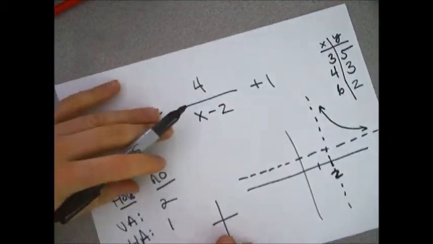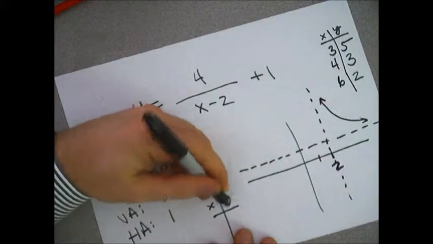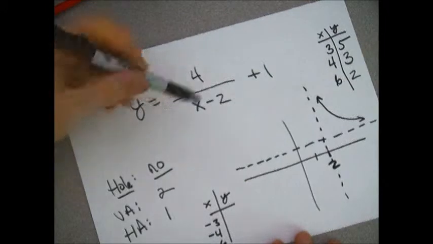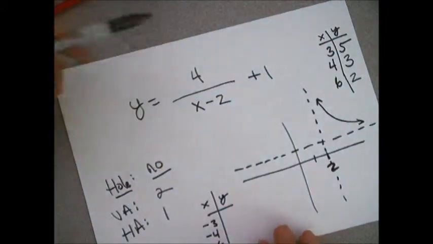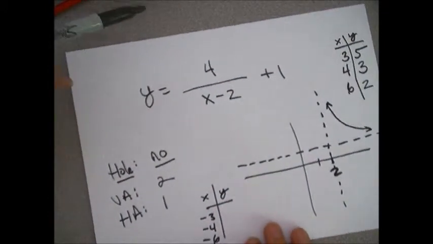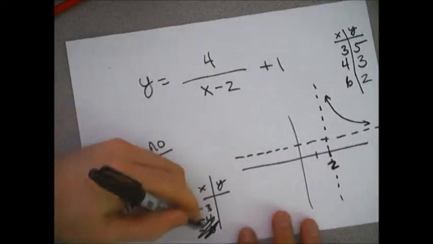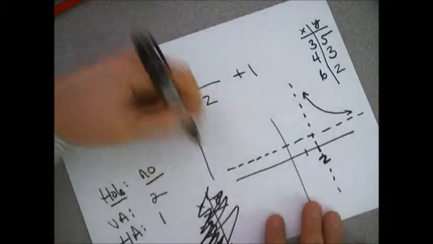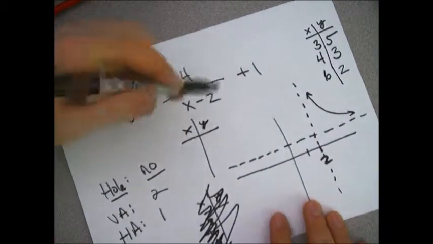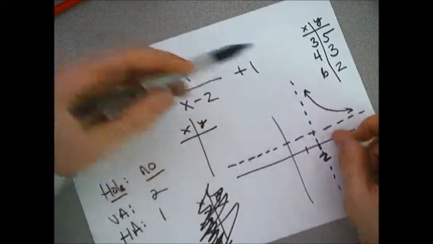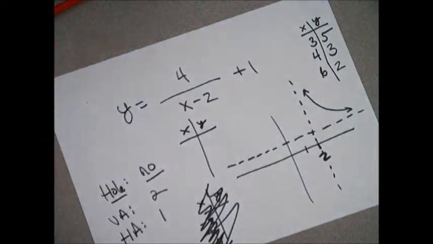Now, we need to do the same thing over here, but what is convenient about this? If I plug in -3, -4, and -6, I'm going to get the same numbers. No, I'm lying. I don't want the same numbers. Forget everything I just said about that. I want to plug in numbers to the left of 2.